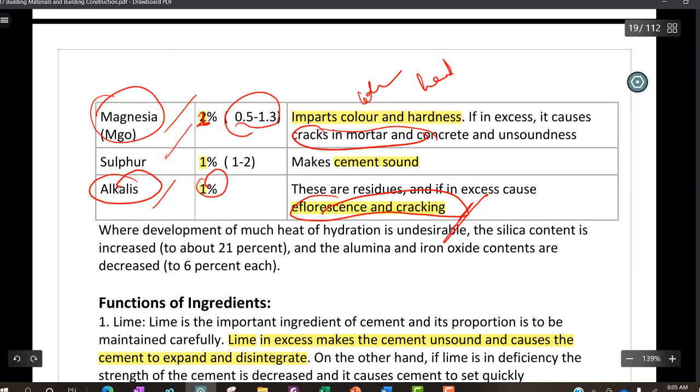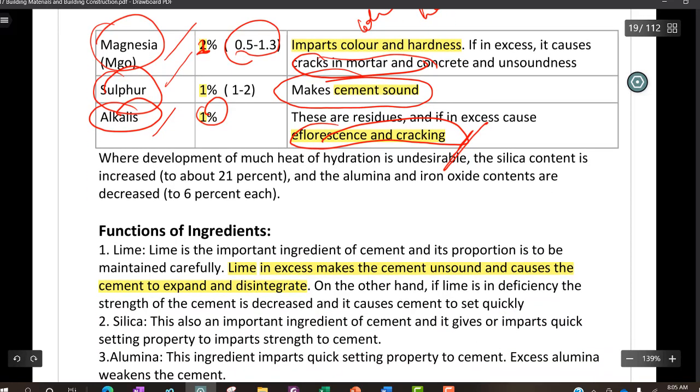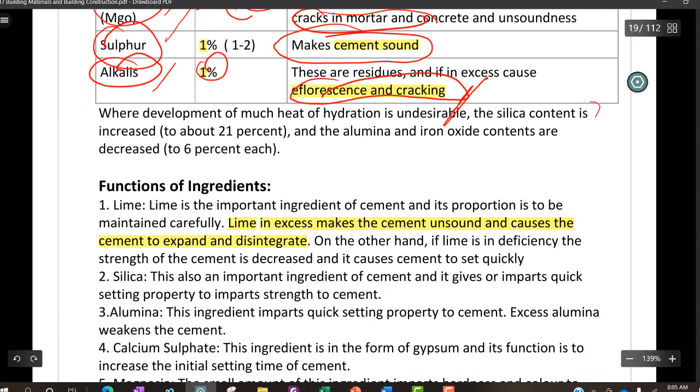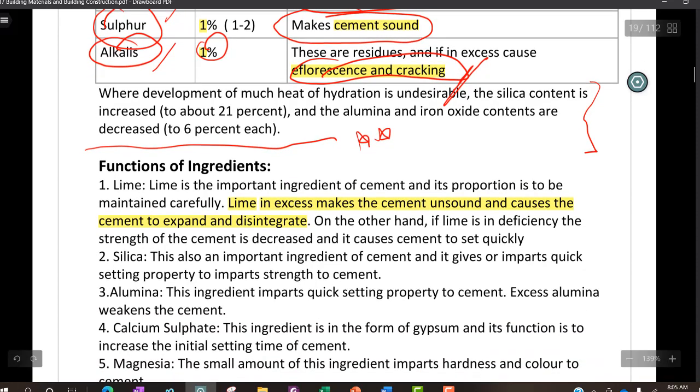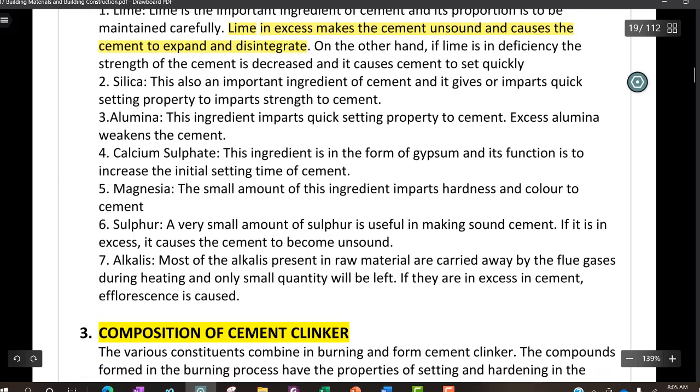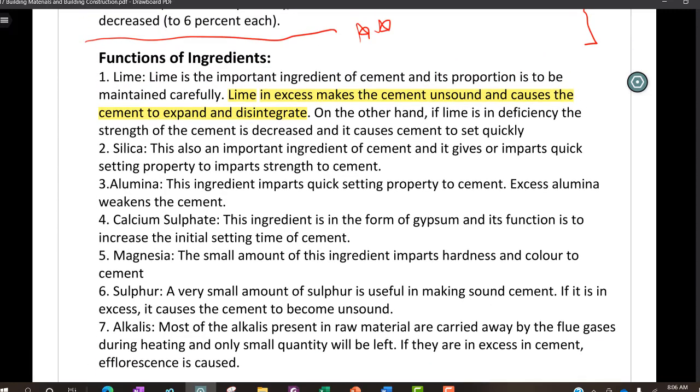And sulfur is good when you consume in small amounts. If in large amounts, again it is not good. If you are taking around 1%, it will make cement sound. Volume change होने नहीं देगा. Done? याद रखोगे, very important है, कभी मत भूल जाना. There is a very important note here. You can see, you can take a screenshot if interested. ये भी याद रख लो. Now coming to functions of ingredients. See, I need not teach you because I just gave you a rough idea, right?